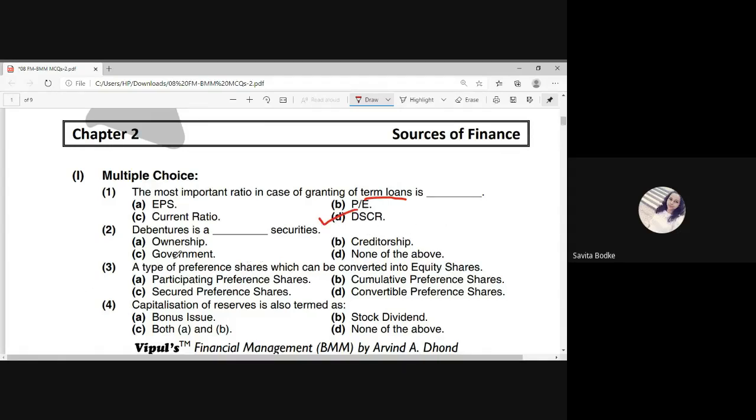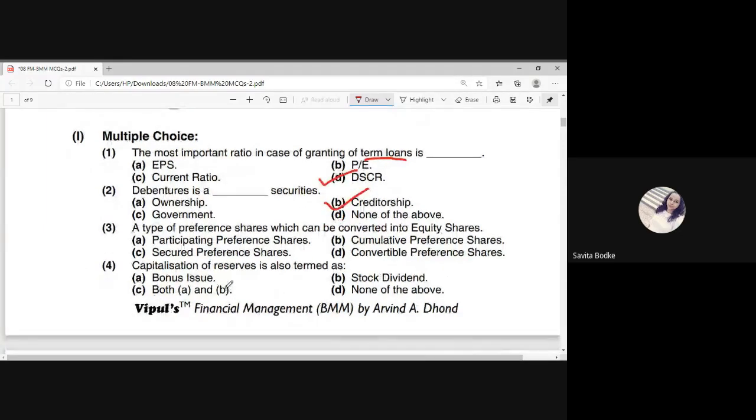Now the next one is, debenture is creditorship security. Next one is, a type of preference shares which can be converted into the equity shares. So the correct answer is convertible preference shares. Always remember that convertible preference shares we can convert into the equity shares, and if it is non-convertible preference shares, then we cannot convert that into the equity shares.